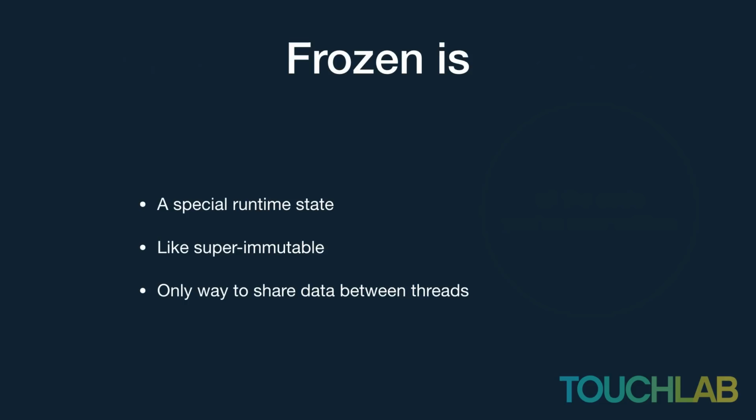Frozen is a special runtime state that is super immutable. It's not just like a bunch of vowels, although if you had a bunch of vowels, you could freeze them and it would be fine. It is saying to the runtime, we're super serious, this is frozen. It does some internal optimization under the hood, yada yada, right? And it's the only way to share data between threads, and I'm serious about that.